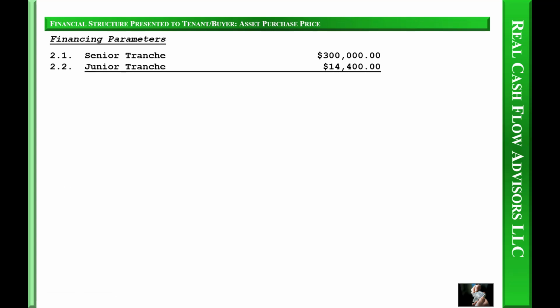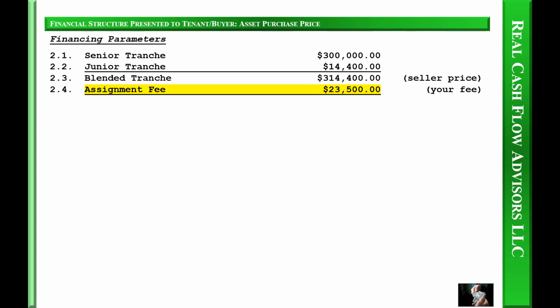This is how you calculate the asset purchase price for your tenant buyer. Financing parameters. The senior tranche, $300,000. Junior tranche, $14,400. Blended tranche. This is the seller's price to your tenant buyer. Adding in your assignment fee, $23,500. The asset purchase price from your tenant buyer's perspective is $337,900.